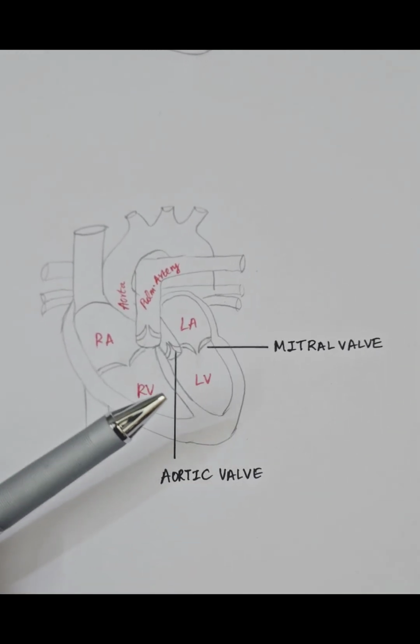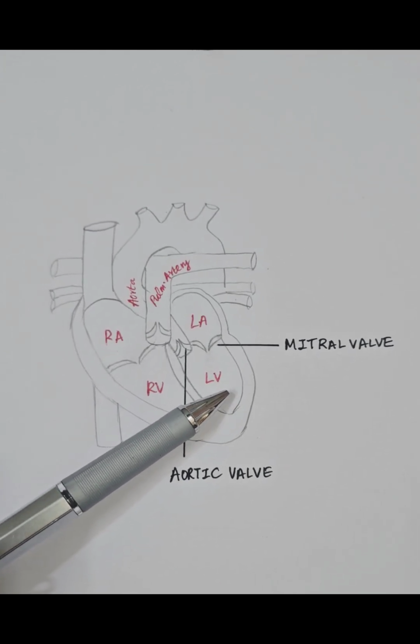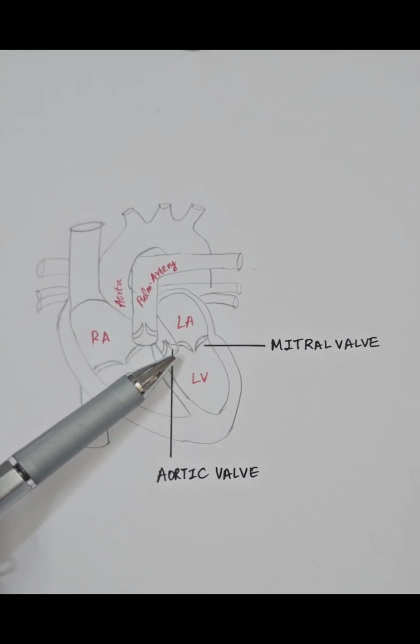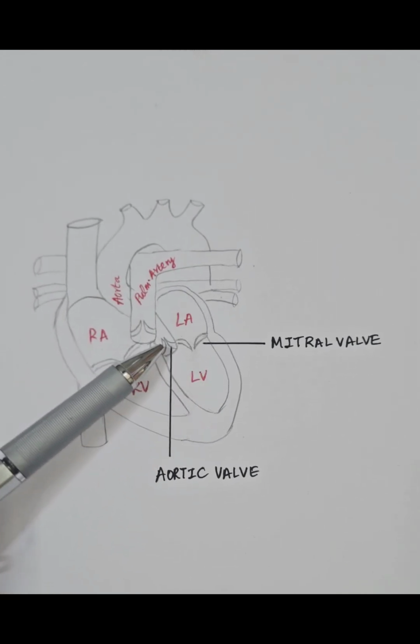So what happens in aortic stenosis? Blood from the left ventricle will actually go to the aorta through the aortic valve during systole. So now what happens when the valve is narrowed?